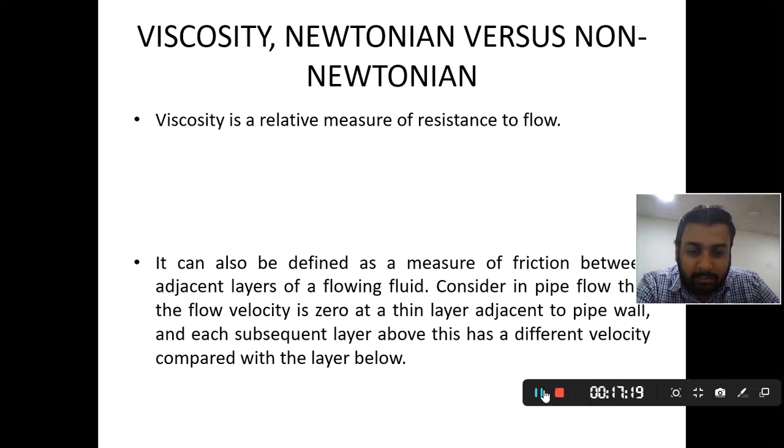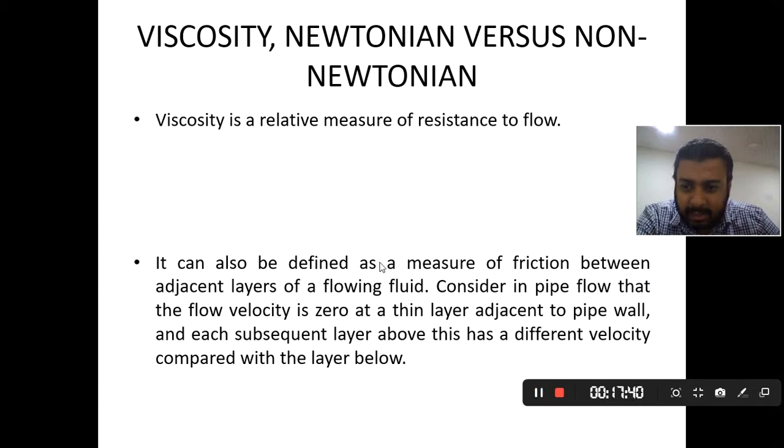So first of all, you have to make sure that the pipeline you are using is of good quality steel, and it should be polished inside, so that there is very little resistance and very little friction for the oil to flow inside it. But viscosity is actually the resistance to flow between the molecules of each other. You can define it as the measurement of friction between the layers of flowing fluid.